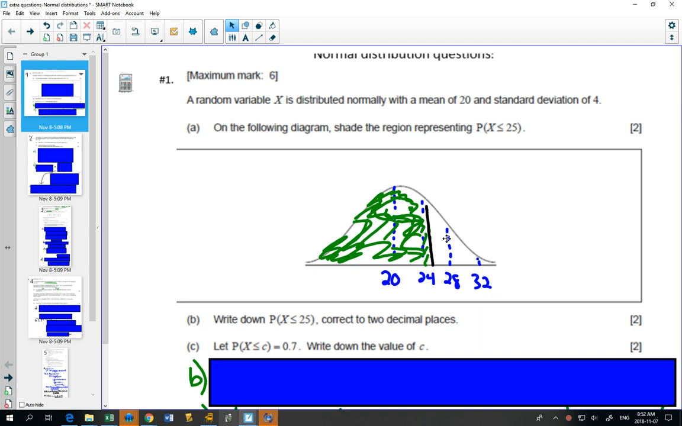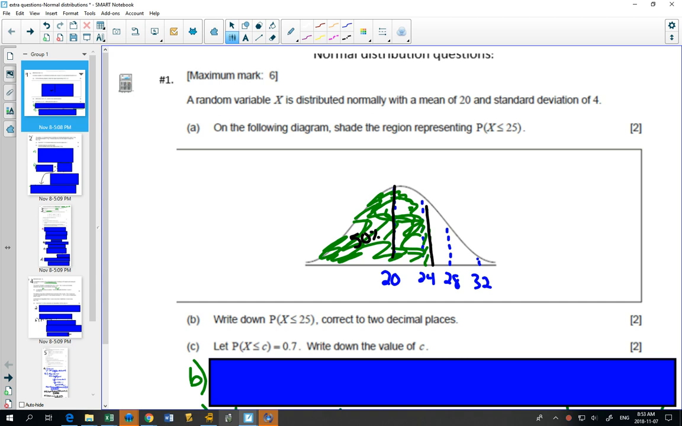Mental math, quick estimate. What do you think that area is? How could you use the 68, 95, 99.7 rule to estimate that area? Would you agree that up to there would be 50%?